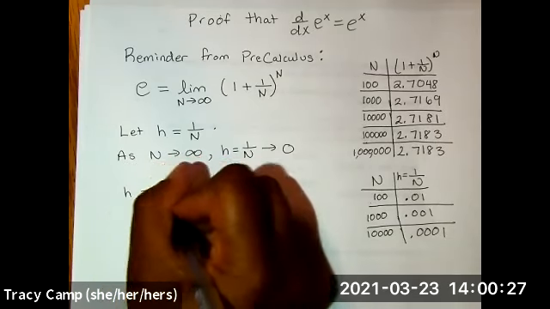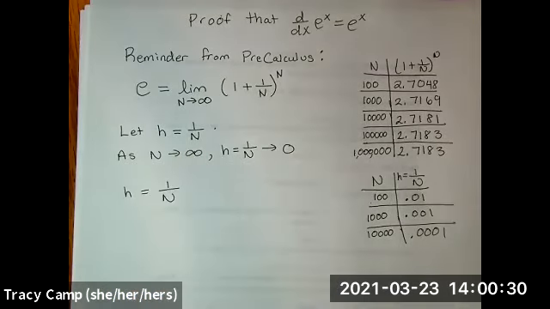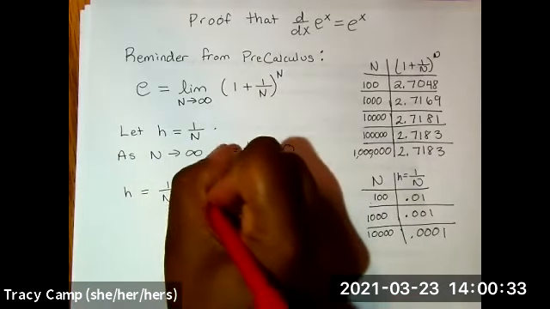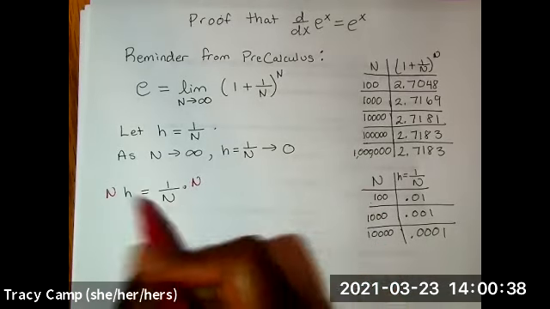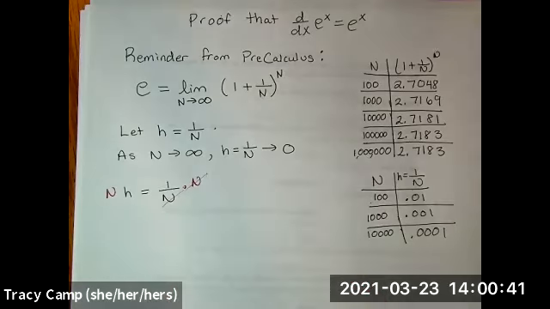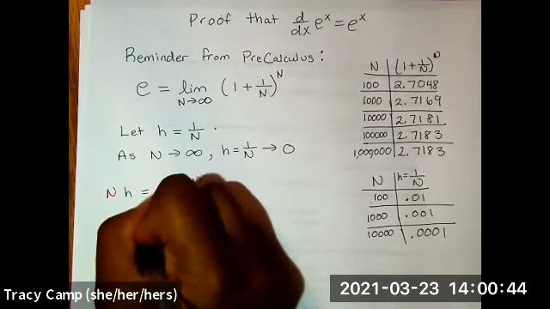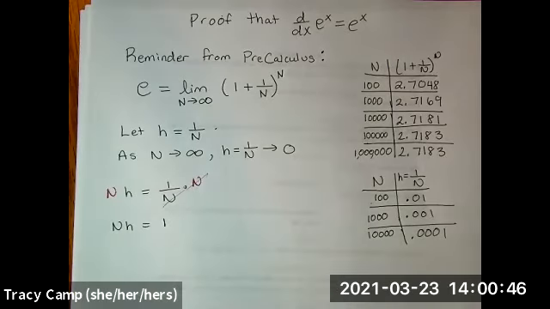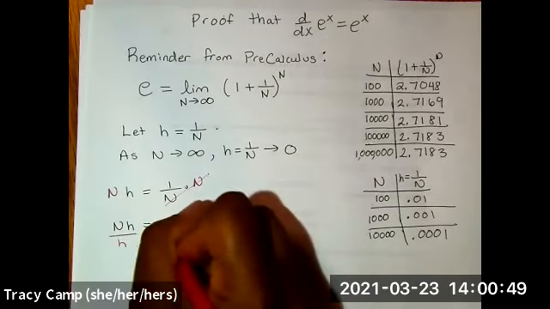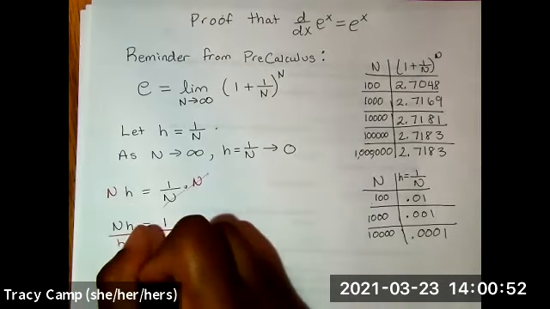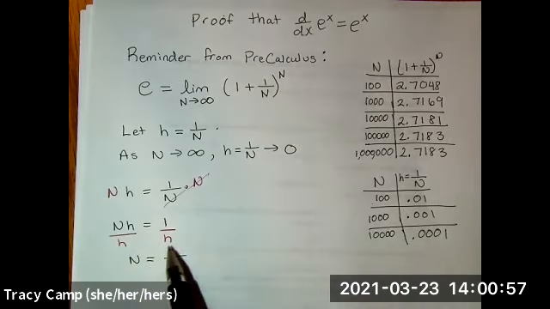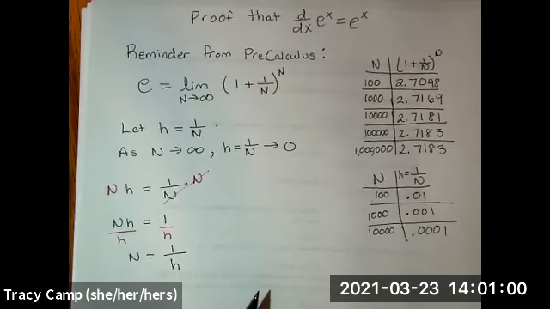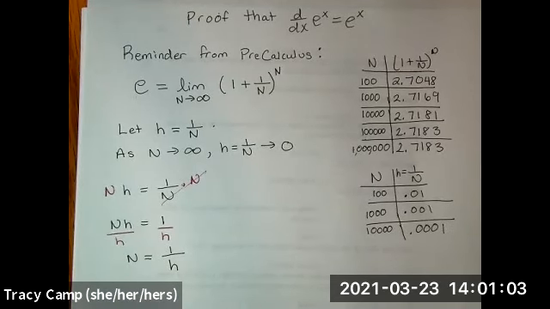One other thing I can say is that if h is 1 over n, I can solve this equation for n by first multiplying both sides of the equation by n, and then dividing both sides of the equation by h. I'm just solving for n. What I end up with is n equals 1 over h. You see my h looks like a lowercase n. That's why I'm using a big N here.